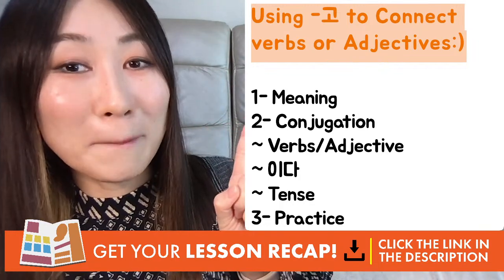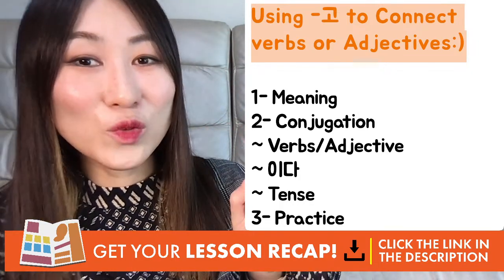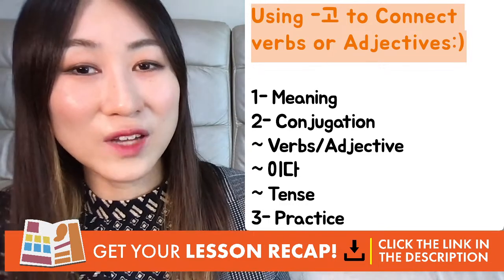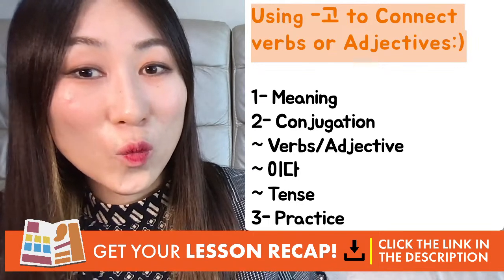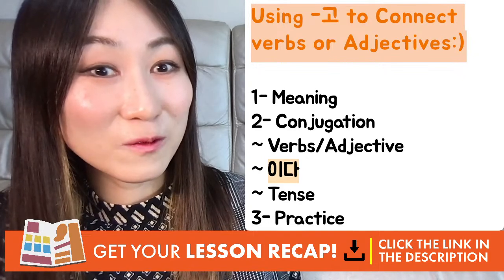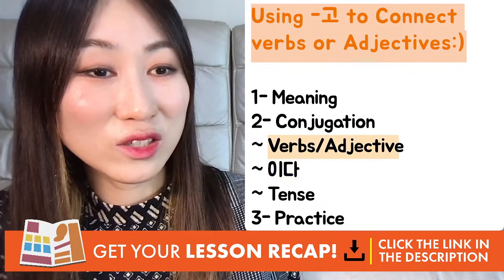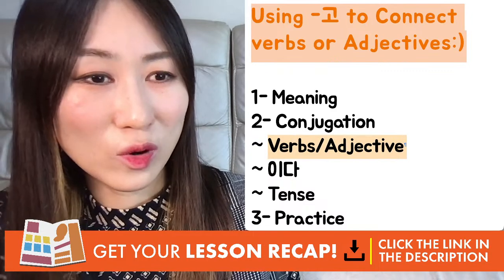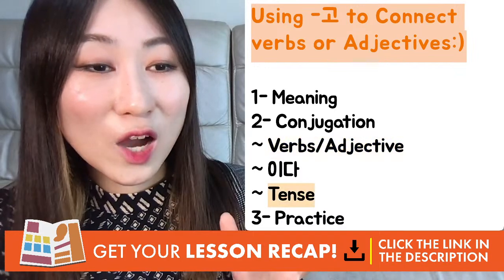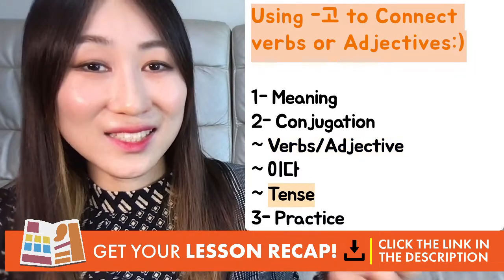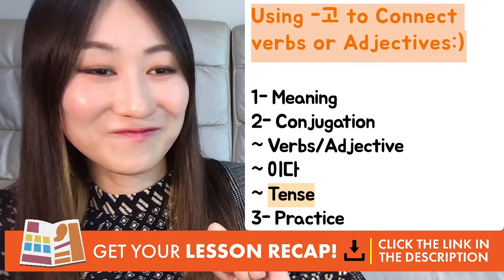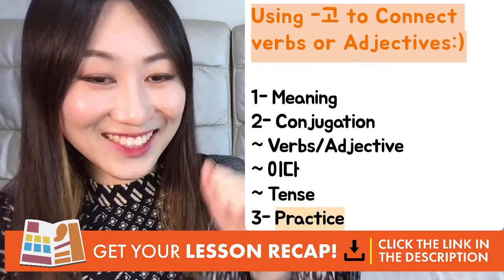So this will be what we are going to cover today. First, I'm going to talk about the meaning. And second, we are going to talk about the conjugation. How can you conjugate like verb or adjective? And also, we have this 이다. This is a little bit different from the conjugation for verb and adjective. So what is different? That's what I'm going to introduce today. And also, what if I want to add some tense, like future tense, past tense, what happens? I'll introduce that too. And then let's practice.